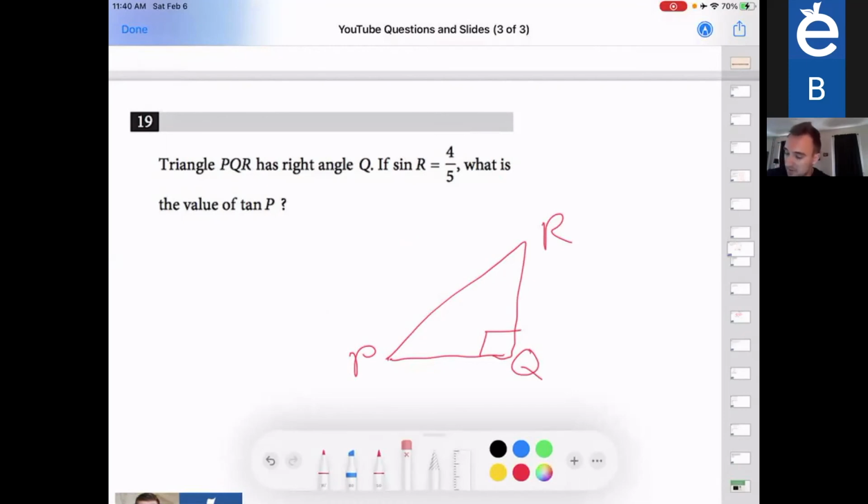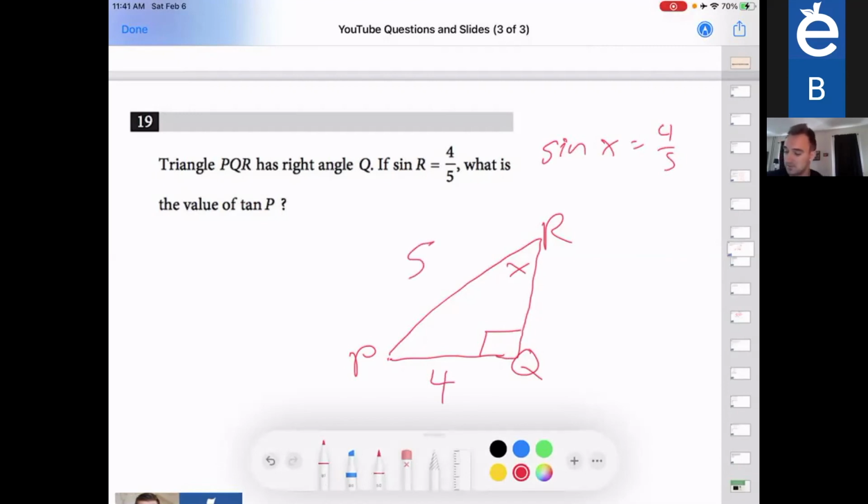Okay, triangle PQR has right angle Q. If sine of R, so we're talking about the sine of this angle, and let's call this angle X. So when they say the sine of R, in our purposes, they're really talking about the sine of X. The sine of X is equal to 4 over 5. Once again, sine tells us opposite over hypotenuse. So 4 over 5 means 4 is our opposite and 5 is our hypotenuse.